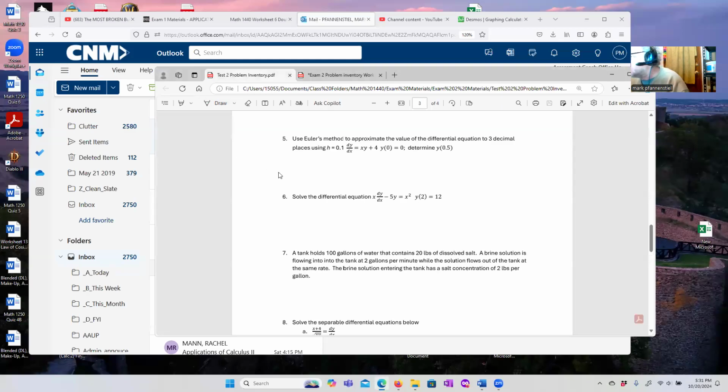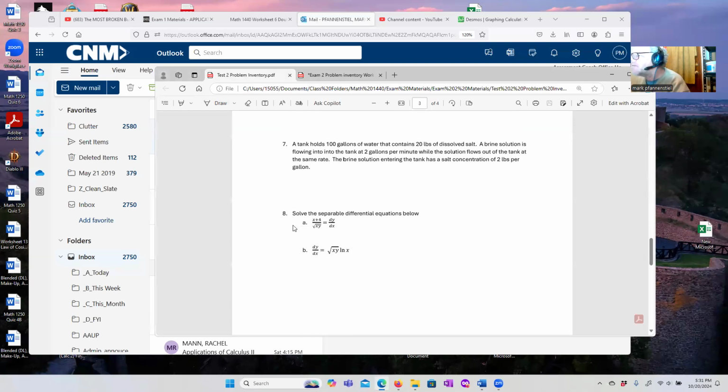Okay, welcome back to pre-calc or elements of calculus 2. We are going over some of the pretest problems. I am looking at problem number 7. So it says here, we have a tank that holds 100 gallons of water containing 20 pounds of dissolved salt.